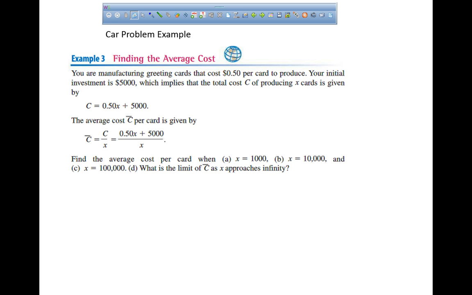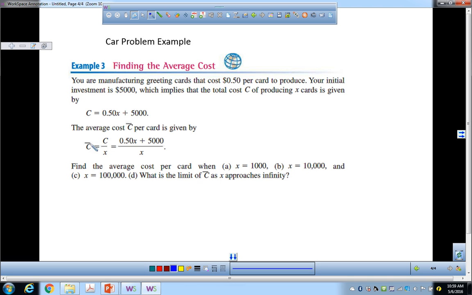Limits of rational functions, we talked about that. Here's a word problem. This is kind of fun. Who's in the business? FBLA or DECA or something. No one in here? You are, okay? So here's a business application of a limit.